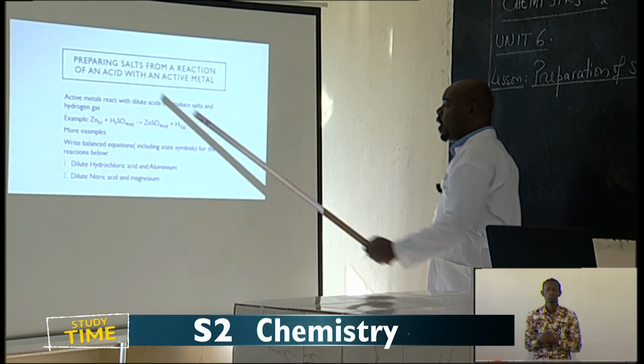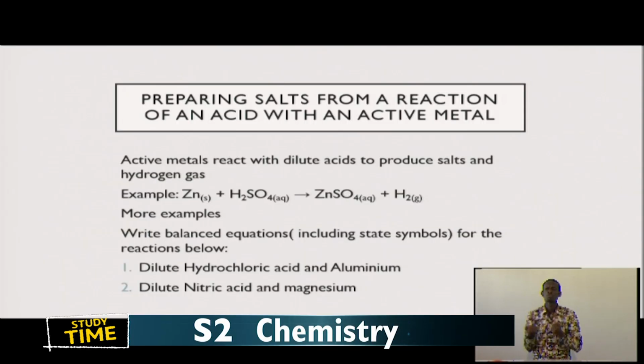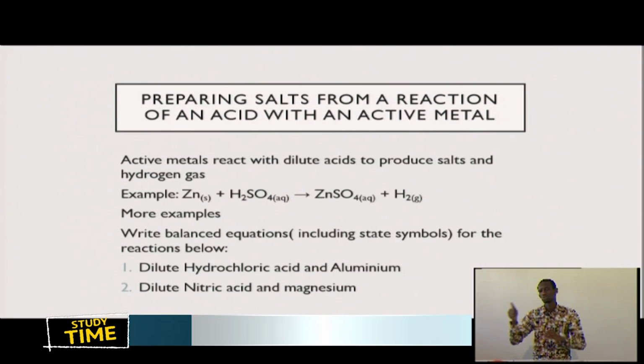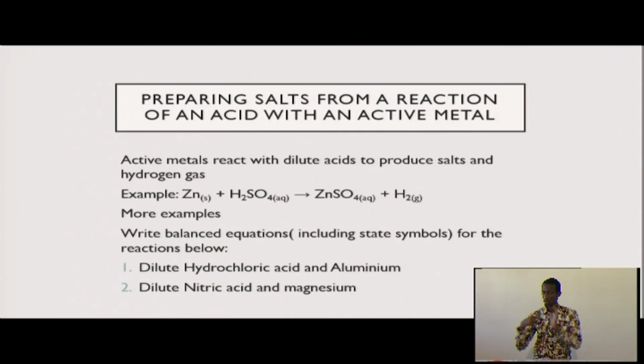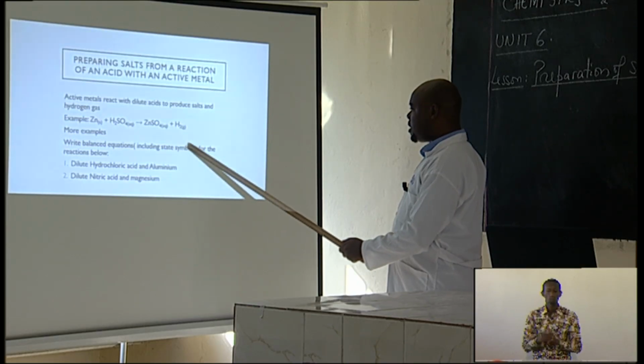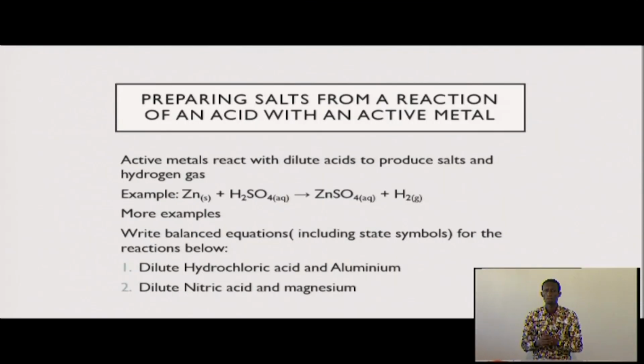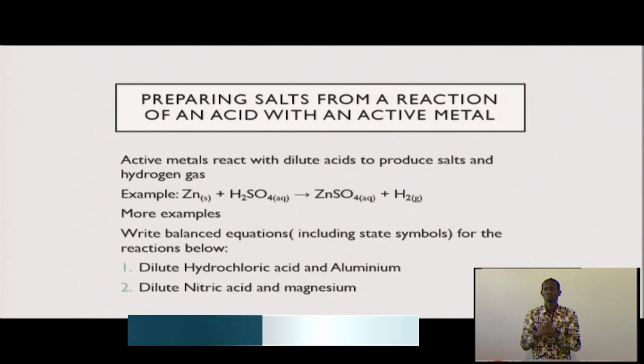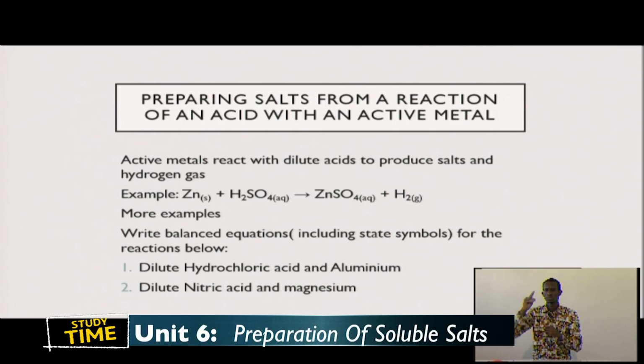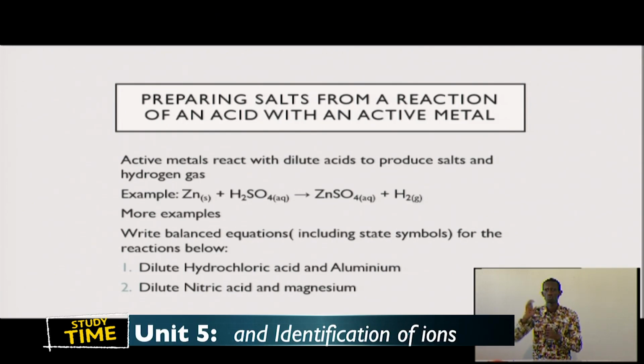Here we have more examples. And these two examples, I want you to try them before we can correct them together. Write balanced equations, including state symbols for the reactions below. We have dilute hydrochloric acid and aluminium, dilute nitric acid and magnesium.